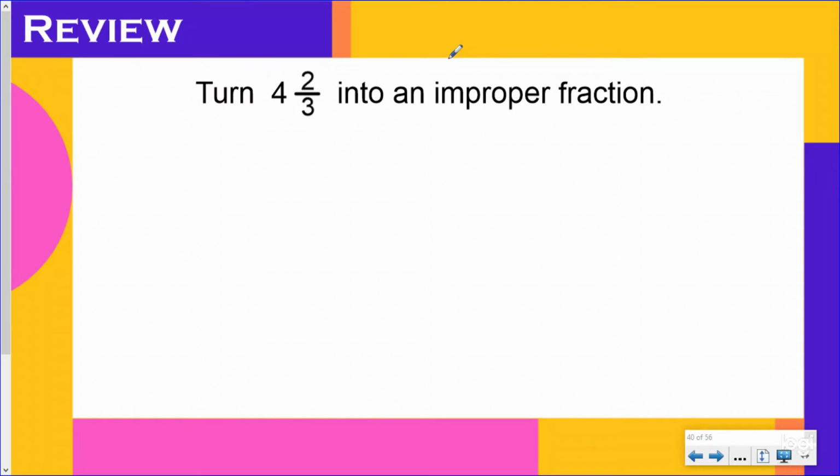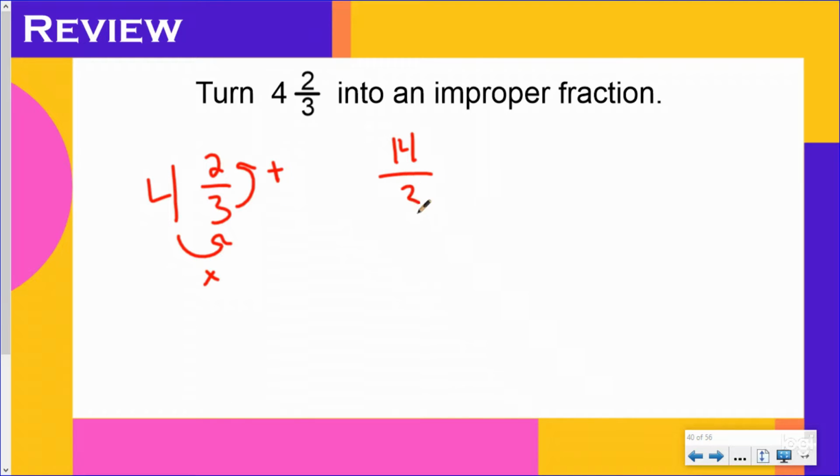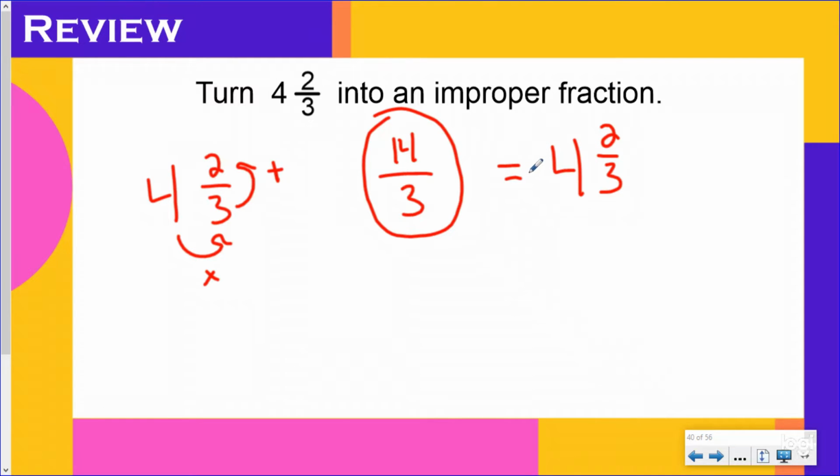The main skill you need to know today is a 4th grade skill on how to turn a mixed number into an improper fraction. We are going to use what I like to call the shuffle. We're going to multiply and then add. 4 times 3 is 12, plus 2 is 14. Your denominator stays the same. And so your improper fraction that is equivalent to 4 2/3 is 14 thirds. These are the exact same thing, just a different way to write it.